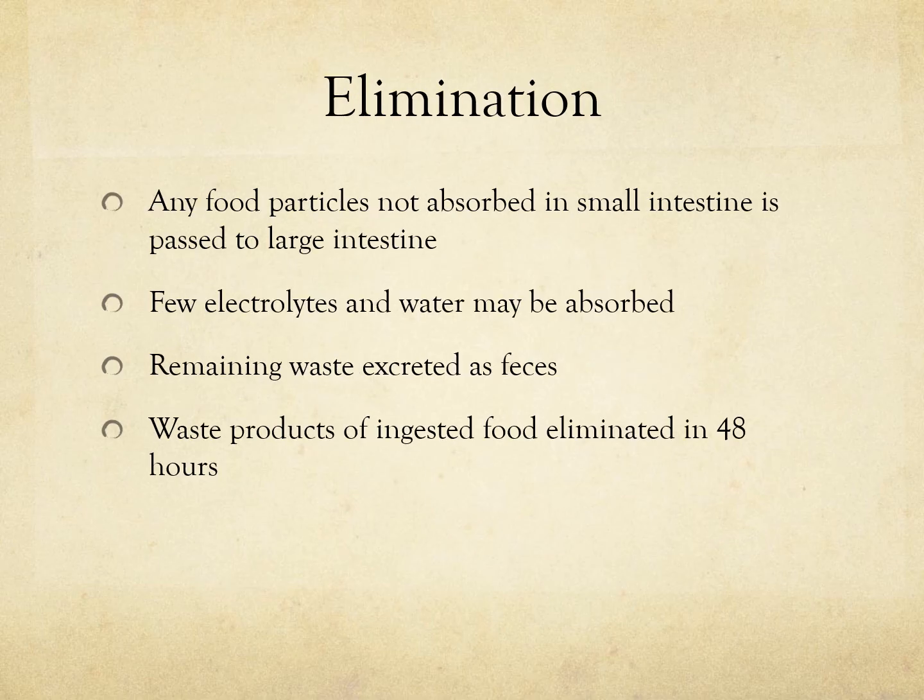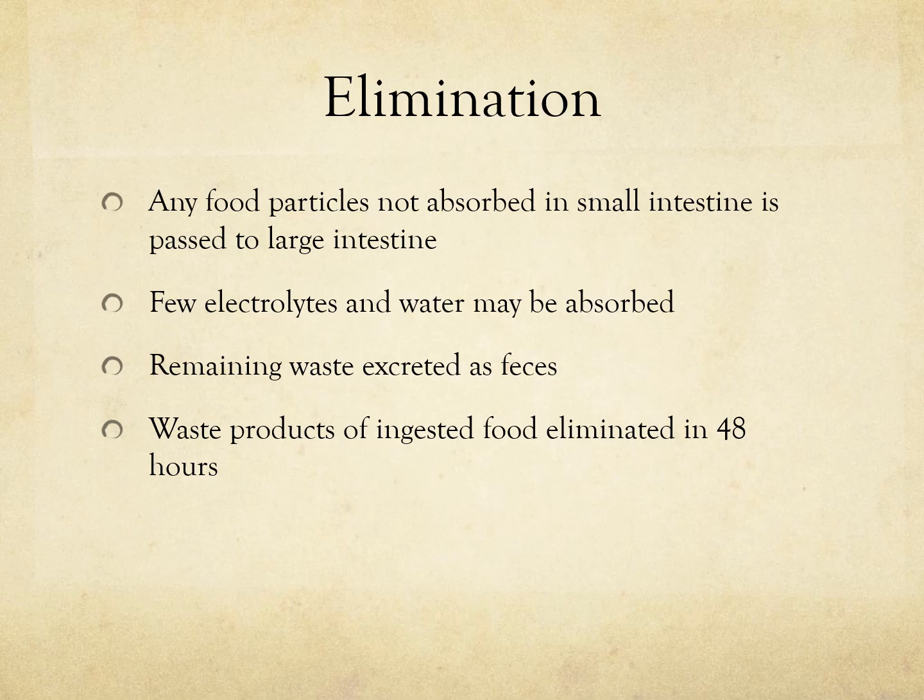Now let's talk about elimination, which is the final step in the digestive process. After nutrients have been absorbed in the small intestine, any remaining material moves into the large intestine. The large intestine's main job is not digestion. It's mainly responsible for absorbing some remaining water and electrolytes and then preparing waste for elimination. This is really important because the body is constantly trying to maintain that fluid and electrolyte balance.